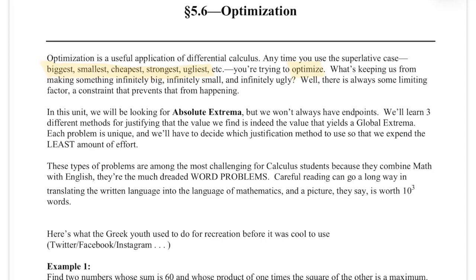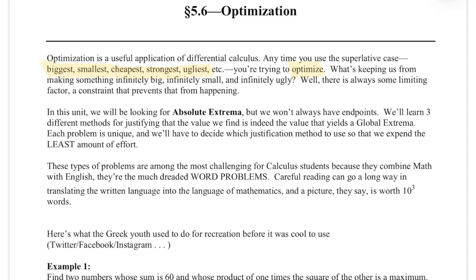It asks this question: what's keeping us from making something infinitely big? So for instance, if I want the biggest, couldn't I just say, well, make it infinity? In the real world, we know that there's always some limiting factor or constraint that prevents that from happening. So for instance, let's say I wanted to optimize my paycheck. Then I would just make it as big as I wanted. My paycheck is $10 million. However, there is a constraint in that the school cannot pay me $10 million. So I would say, I want to maximize my paycheck based on the school budget.